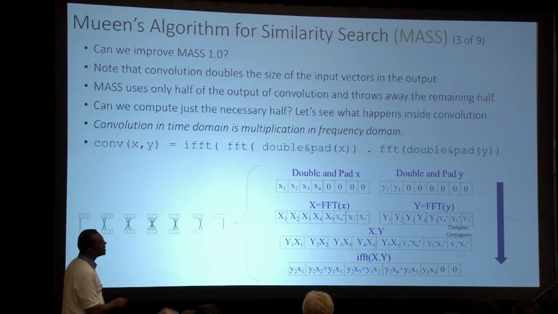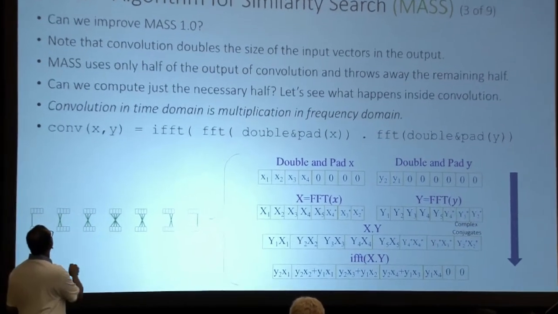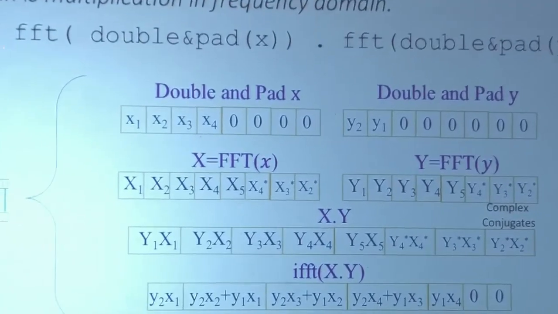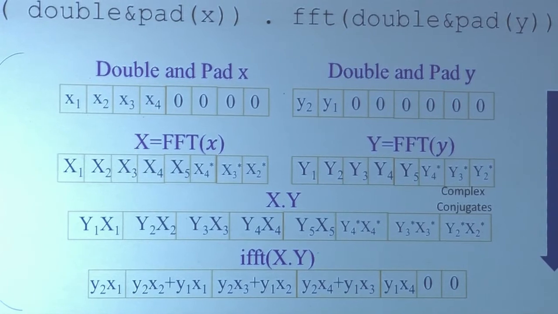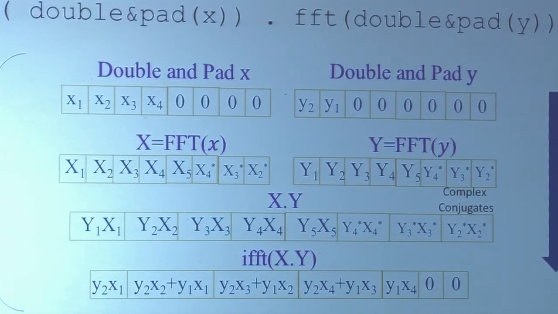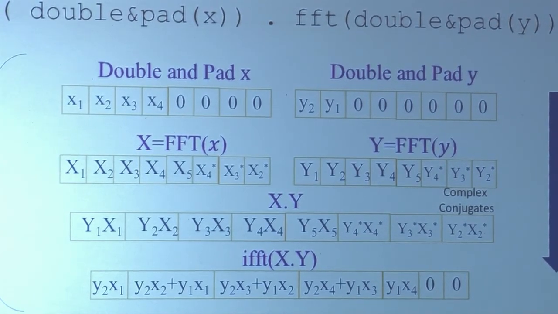So what you do is you take the x, you double and pad it with zeros. You take the y, you double and pad it with zeros. Do a multiplication of the frequency terms, and take an inverse Fourier transform to go back to the original domain. And that's exactly the definition of convolution in mathematical terms. So FFT, if you need to recall, is fast Fourier transform and produces the complex numbers, which are the frequency terms in the frequency transform.